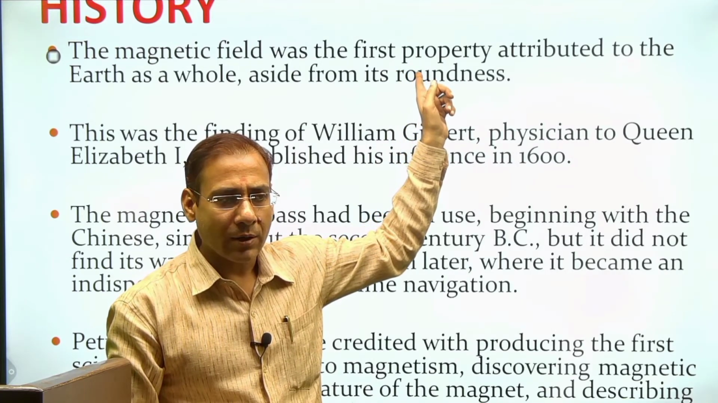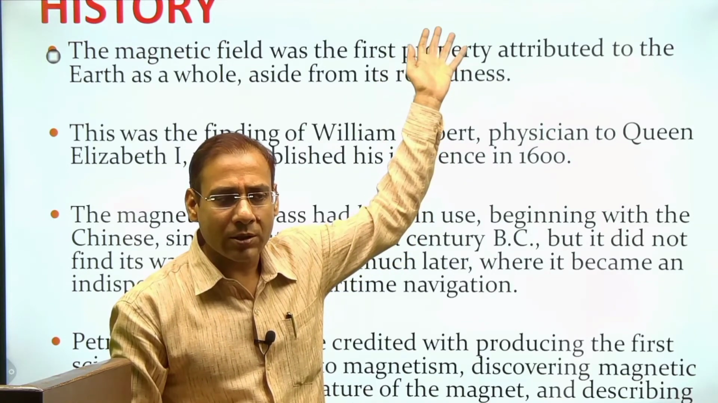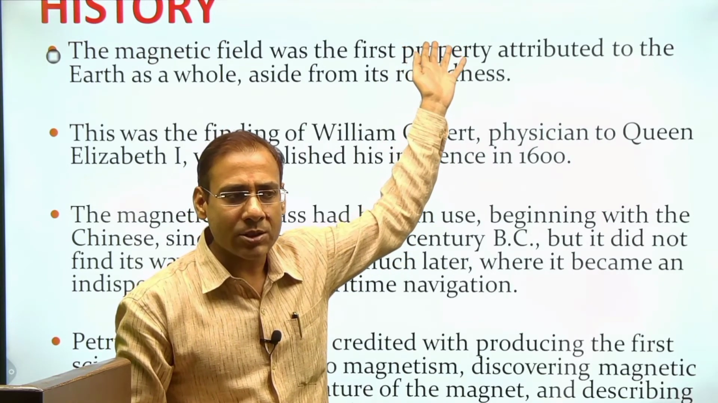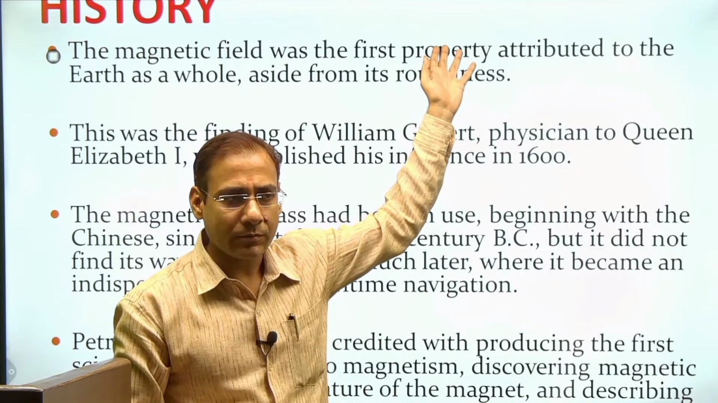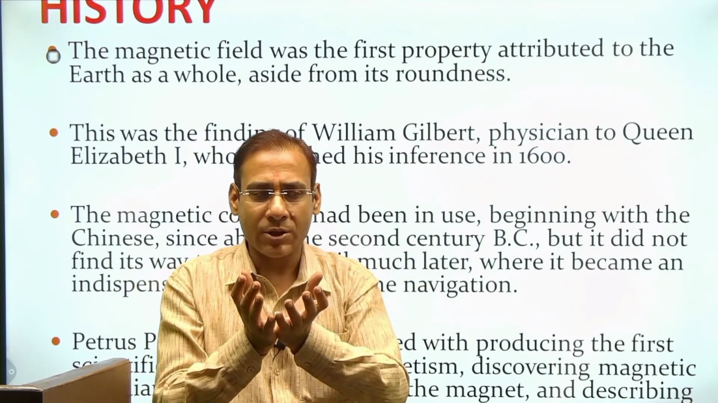Okay, and apart from that, the second most important attribute of the earth is the earth's magnetic property, that is geomagnetism. Okay, so why did the earth occupy this spherical shape? Due to gravity.